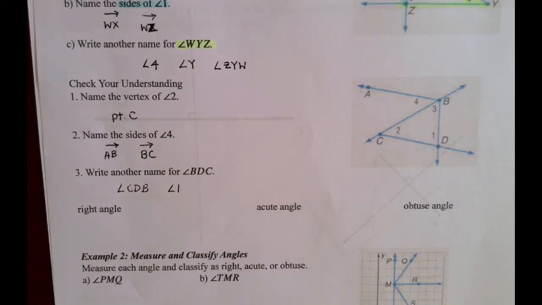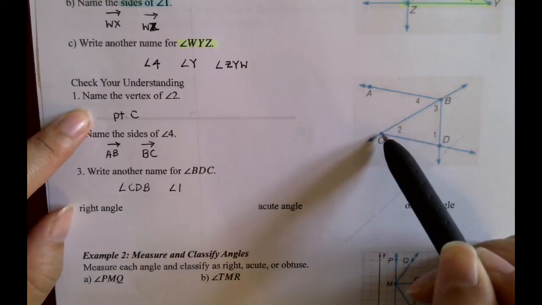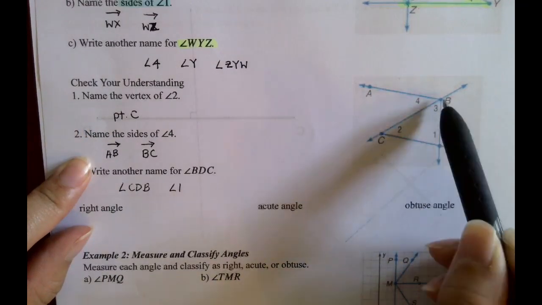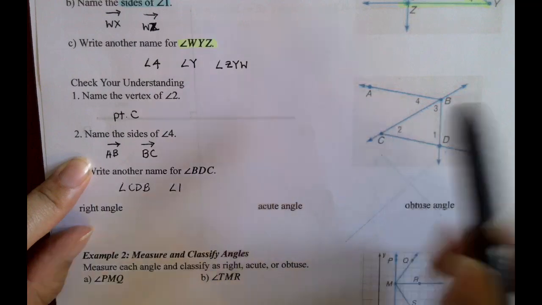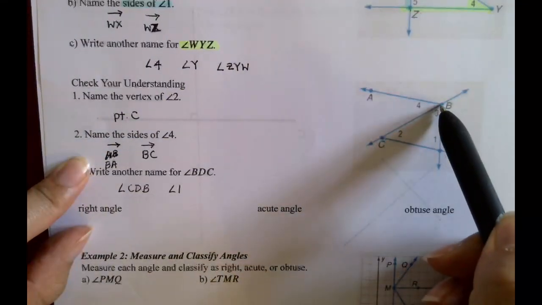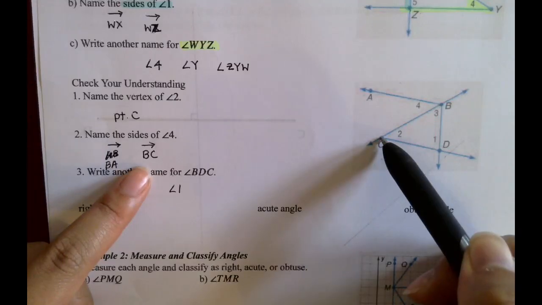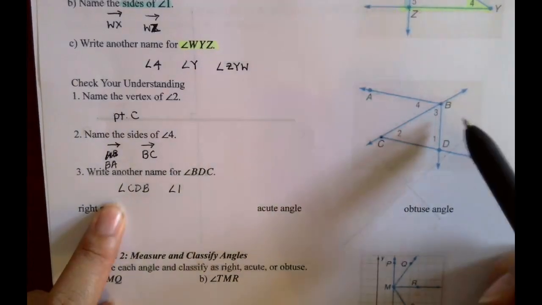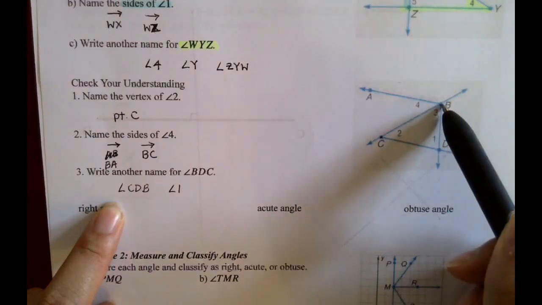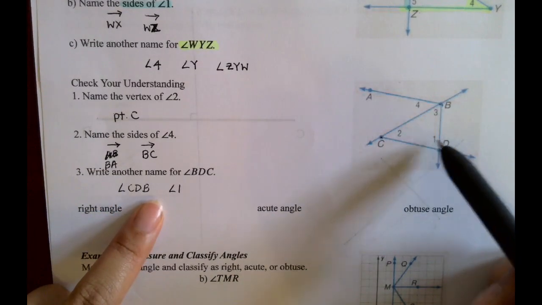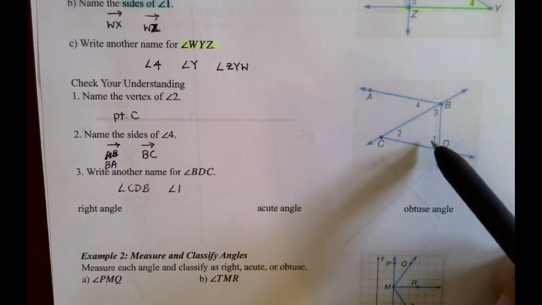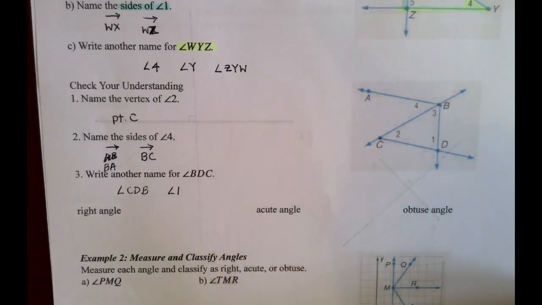For number 1, the vertex of angle 2 should be point C. The sides of angle 4 are ray BA, because it starts at the endpoint, ray BA and ray BC. And then another name for angle BDC that's here is angle CDB. You can go the other direction, or angle 1. You, however, cannot call it angle D because that would be unclear whether we're talking about this, or a combination of some of them.